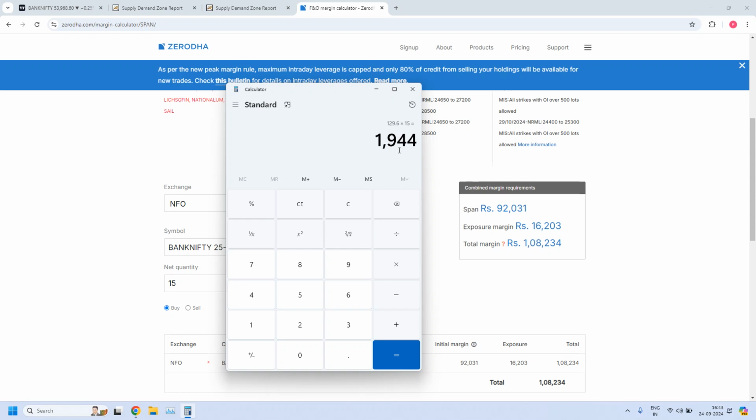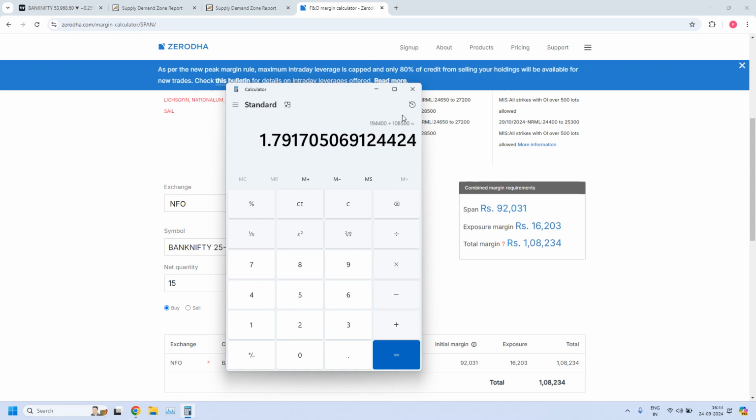1,944 rupees, close to 2,000 rupees. What is the ROI? Into 100 divided by approximately the margin cost we have seen at that particular level, 1,08,500 rupees approximately. Maybe it could be a little lower value or a little higher value, but approximately this is the value. You got 1.79, that means 1.8% ROI.